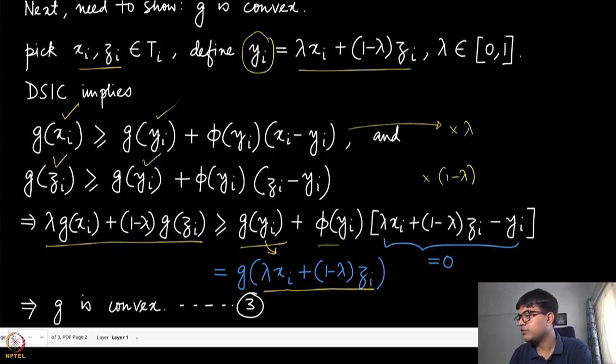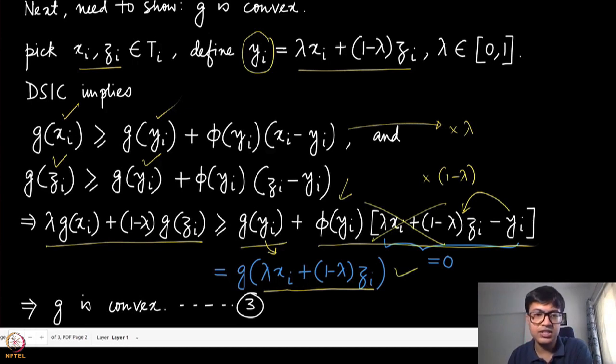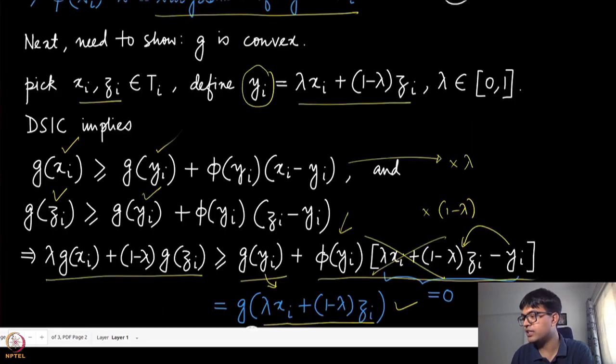And the rest of the right hand side of this inequality happens to be phi of yi times this quantity. Now we know that y is nothing but this quantity itself, so this part will be equal to 0. So this disappears, and what we are left with is this. This is exactly the condition for convexity. And since we have picked arbitrary xi and zi and their arbitrary convex combination, we can say that g is convex. So we have actually proved that this function is convex.